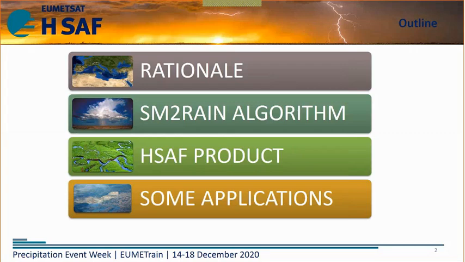In this presentation, I will first of all explain why we can use soil moisture for estimating rainfall. Then I will explain the SSM-derived algorithm, the algorithm used for obtaining rainfall through soil moisture observation. And I will also show you the new product we are developing within H SAF. After that, I will show you some applications related to the use of SSM-derived products for hydrological purposes.